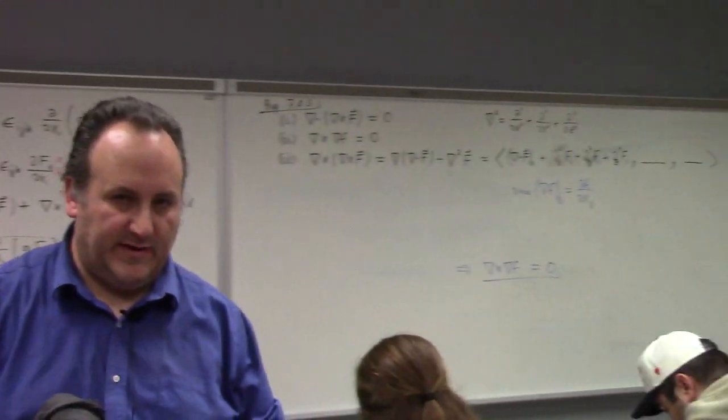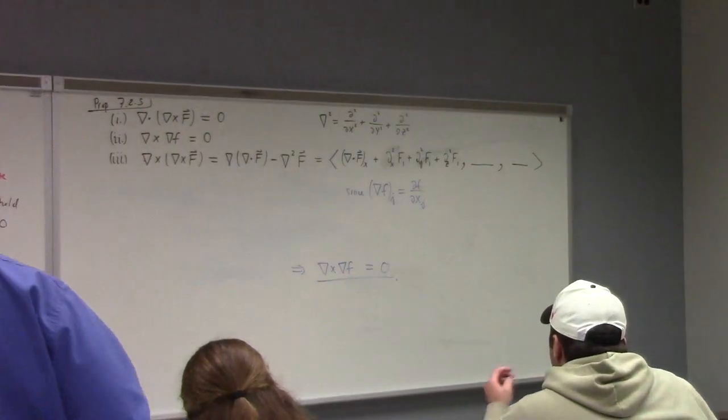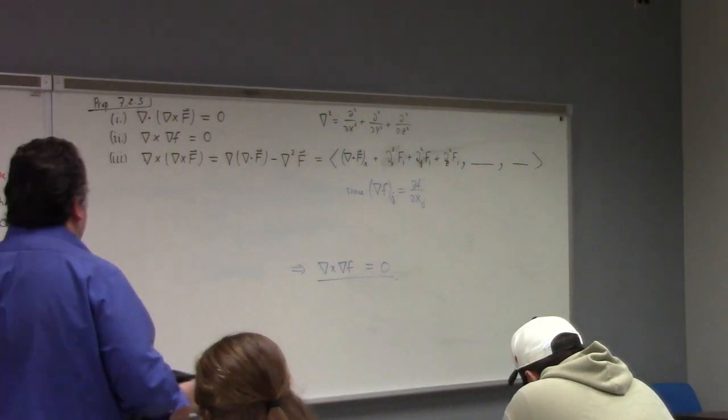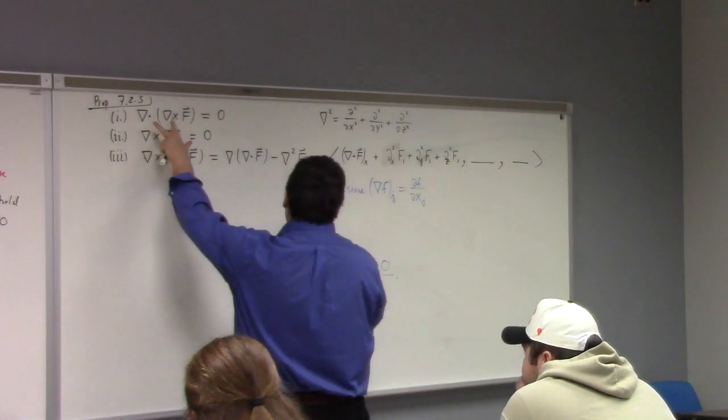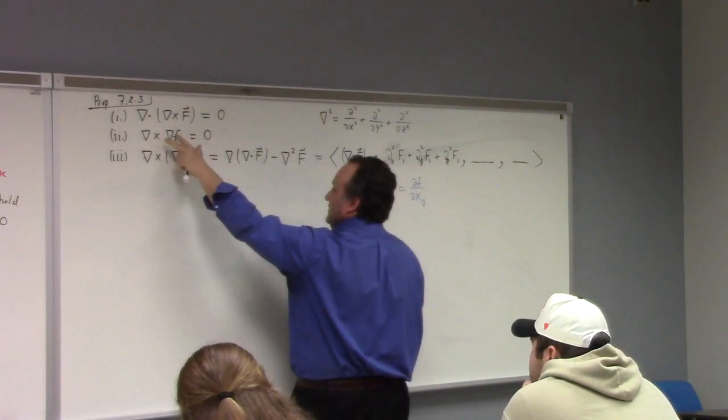We did the proof of number 2. I'm erasing it right now. But the proof of number 1 is almost the same thing I just did. When you take the divergence of the curl, you get a contraction.